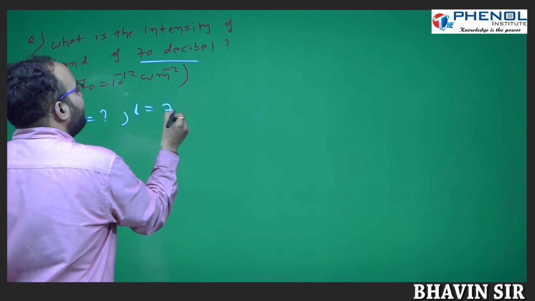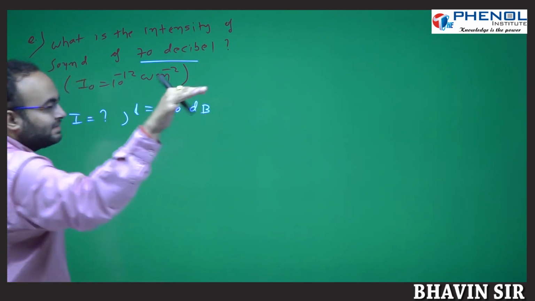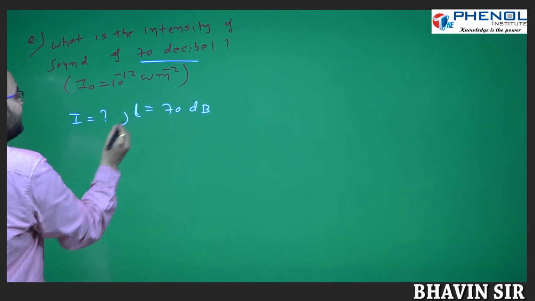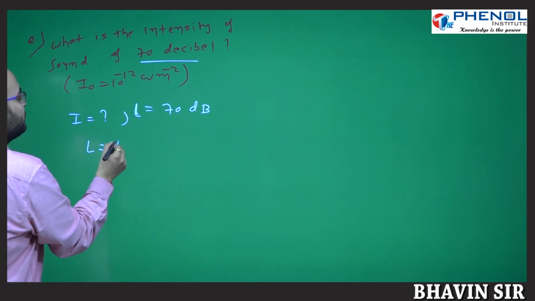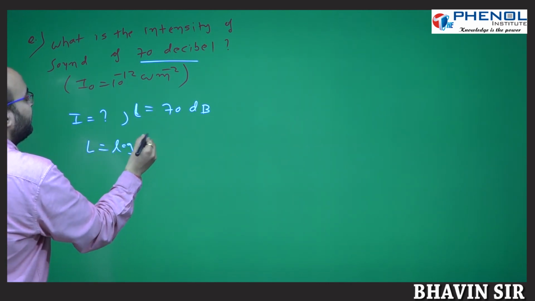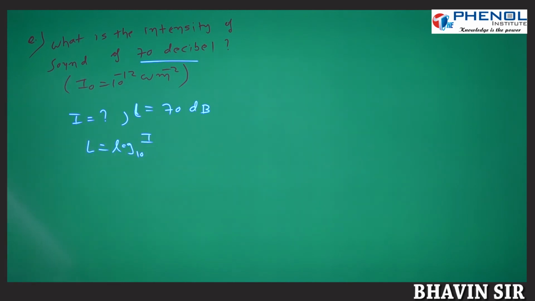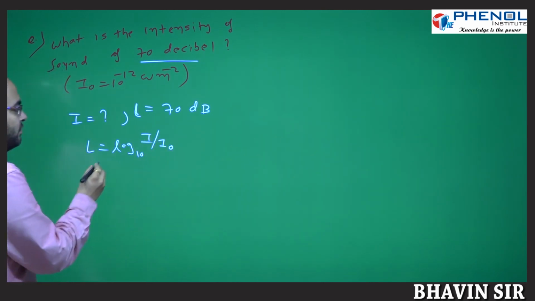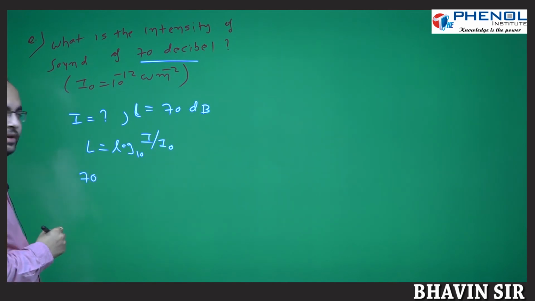What is the loudness? Loudness means intensity level of sound. So it is a very easy question. L is equal to 10 log 10 I by I0. What is L? 70 decibel.